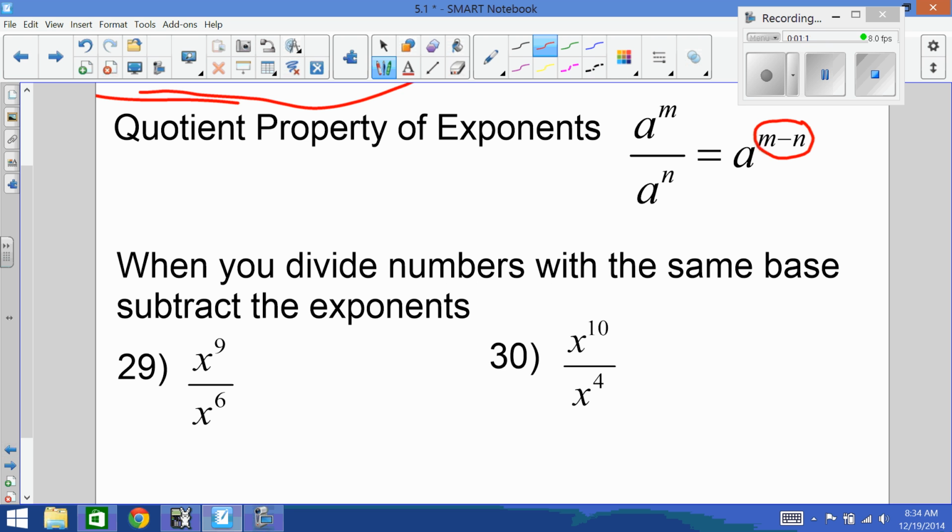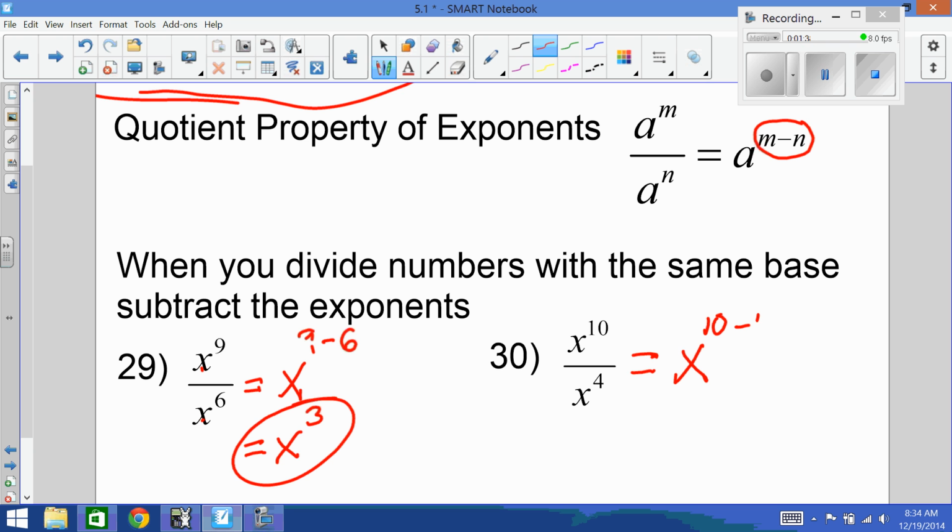All right. So here the bases are the same. So you keep the base, but subtract the exponents. 9, the top exponent minus the bottom exponent. So 9 minus 6 is 3. So x cubed will be your answer. All right. And for this one, you have to keep the base, take the top exponent minus the bottom. And therefore, you get x to the 6th power.